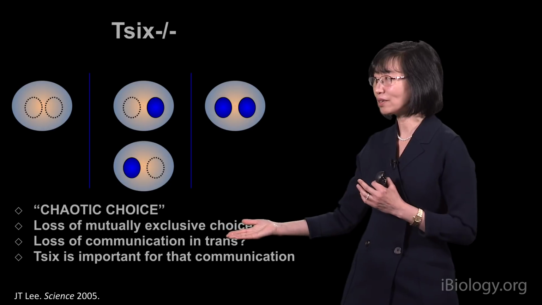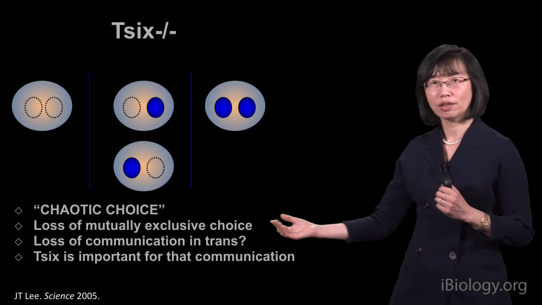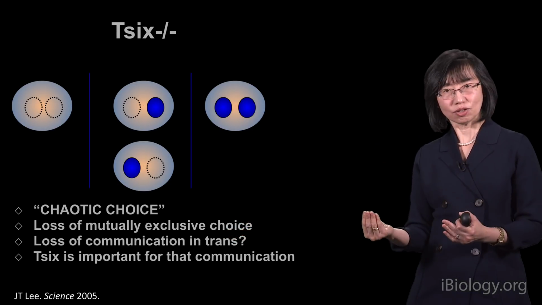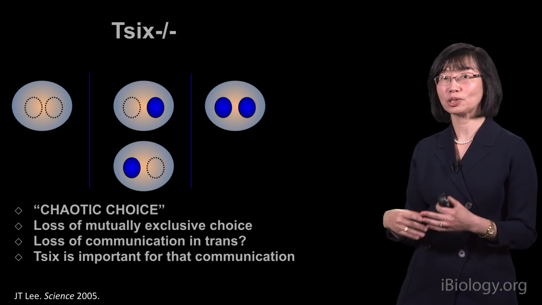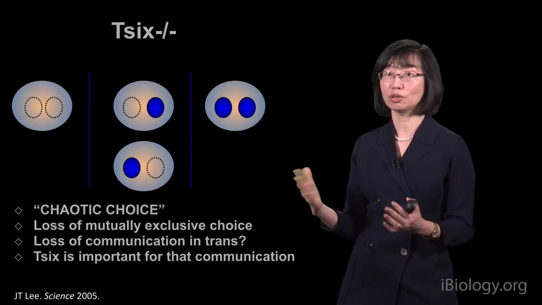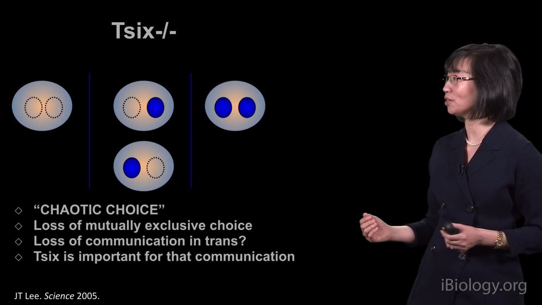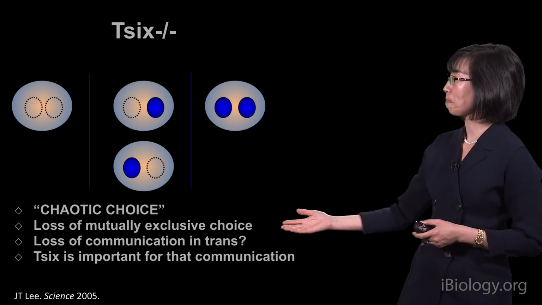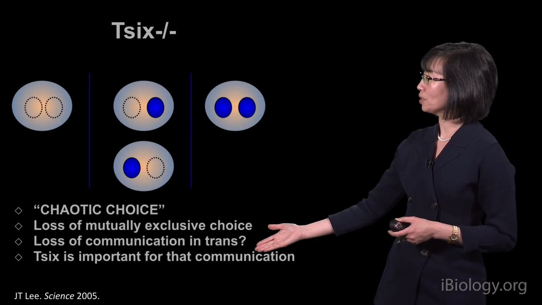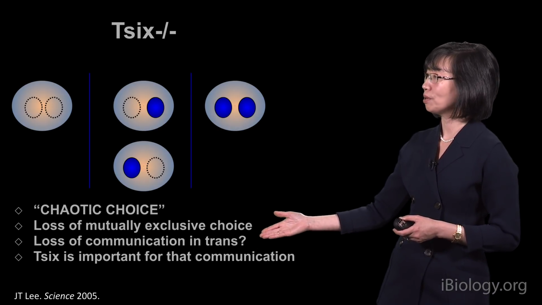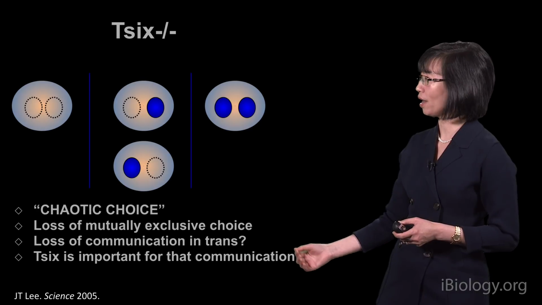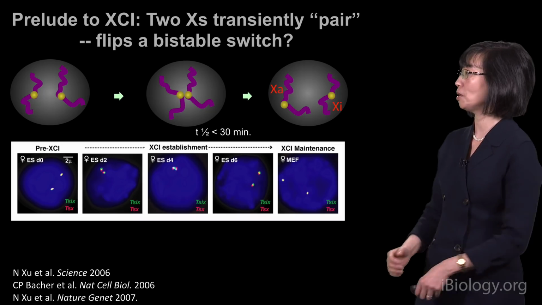And from that, we postulate that maybe there has been a loss of communication between the two X chromosomes such that now the left brain doesn't know what the right brain is doing, going back to the analogy I drew in the first lecture. So these experiments also tell us that the Tsix repressor is very important for that communication between the two chromosomes.